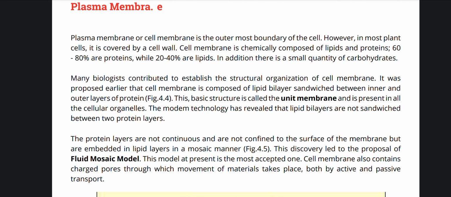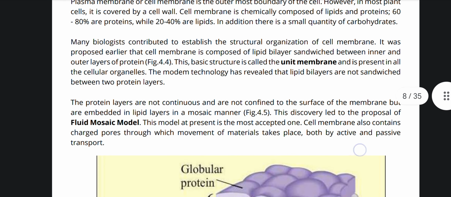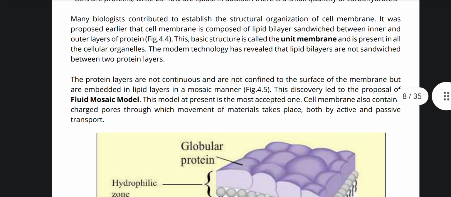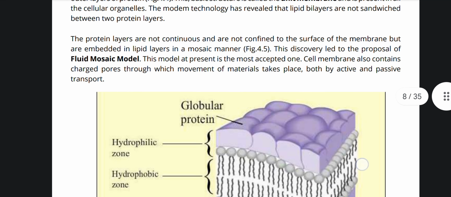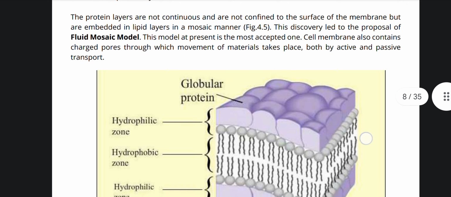The modern technology has revealed that lipid bilayers are not sandwiched between two protein layers. The protein layers are not continuous and are not confined to the surface of the membrane but are embedded in the lipid layer in a mosaic manner. This discovery led to the proposal of fluid mosaic model, and this model at present is the most accepted one. Cell membrane also contains charged pores through which movement of material takes place, both by active and passive transport.